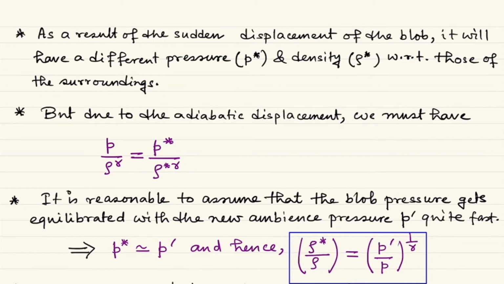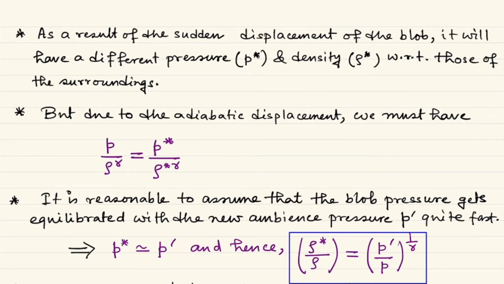Okay, then we can actually think that if you just consider the initial thermodynamic state of the blob and the final thermodynamic state of the blob, we can simply write this equation: P by rho to the power gamma is a constant. So P by rho to the power gamma is equal to P star by rho star to the power gamma.